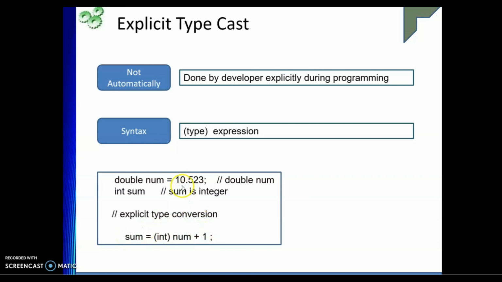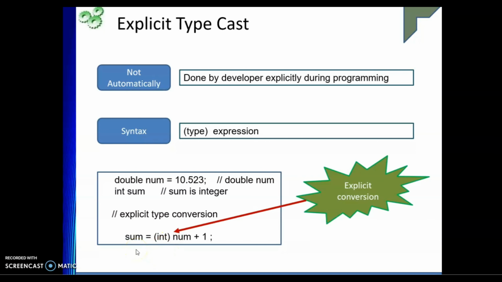I am repeating again. Double, we have 10.523. Okay, now I need the integer part, right? Int of num, the integer part is 10, so I get 10. So 10 plus 1 is equal to 11, and now sum will be equal to 11. So this is what explicit conversion is, right?